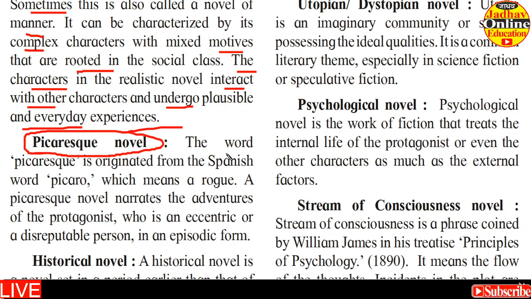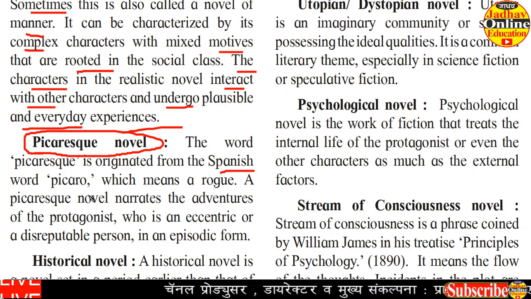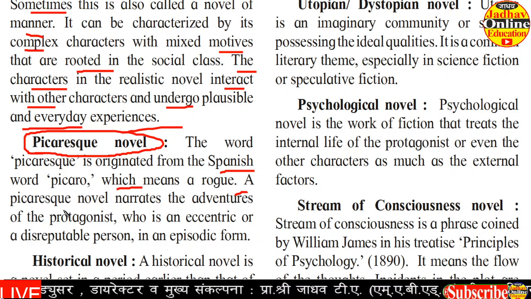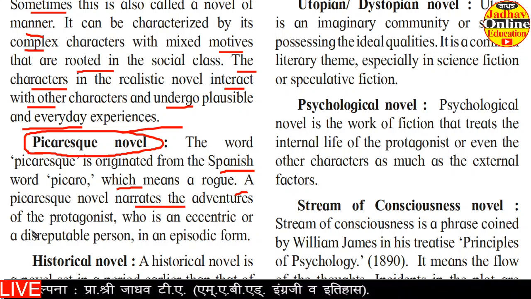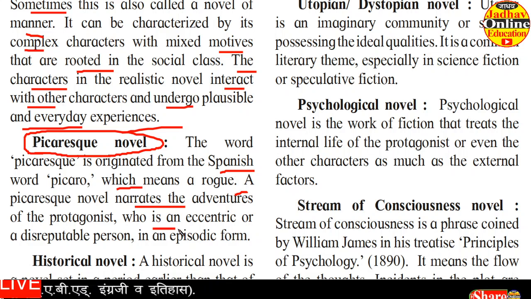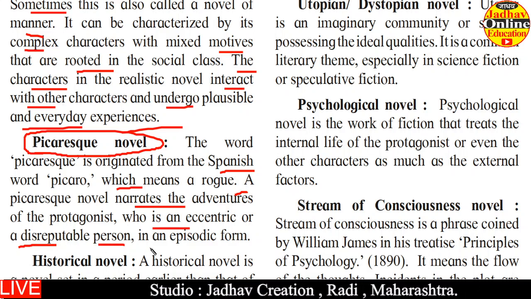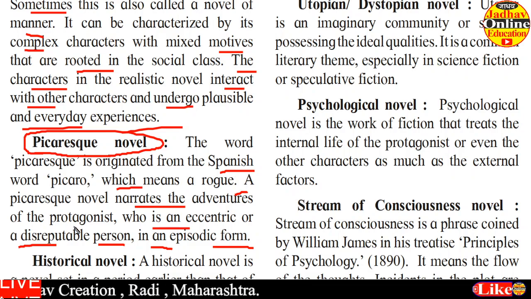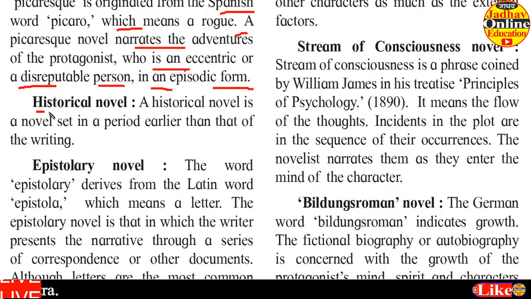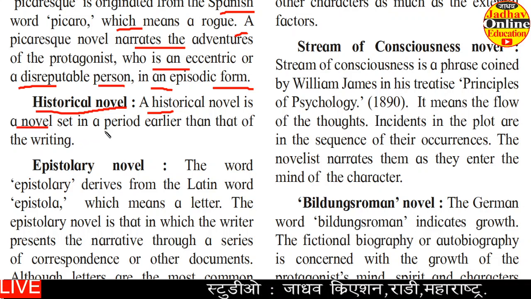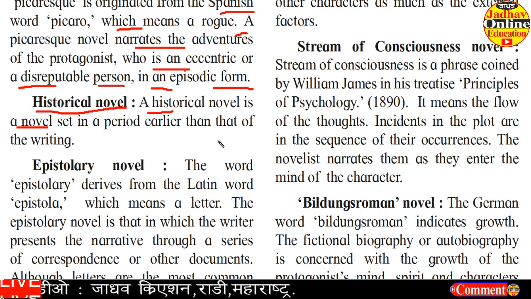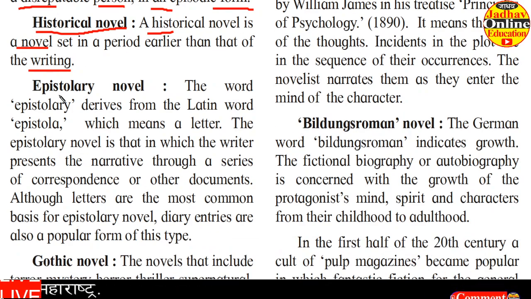Picaresque novel. The word picaresque originated from the Spanish word picaro, which means a rogue. A picaresque novel narrates the adventures of the protagonist, who is an eccentric or disreputable person, in an episodic form. Next type, historical novel. A historical novel is a novel set in a period earlier than that of the writing.